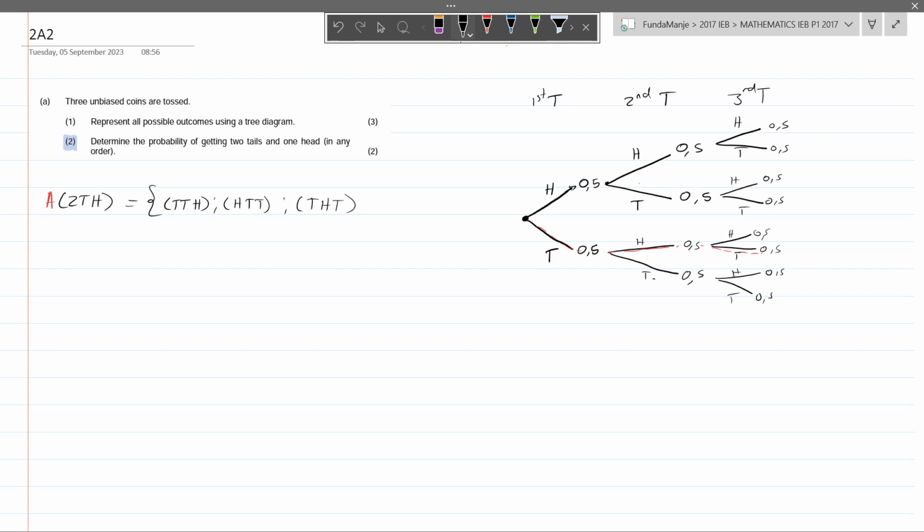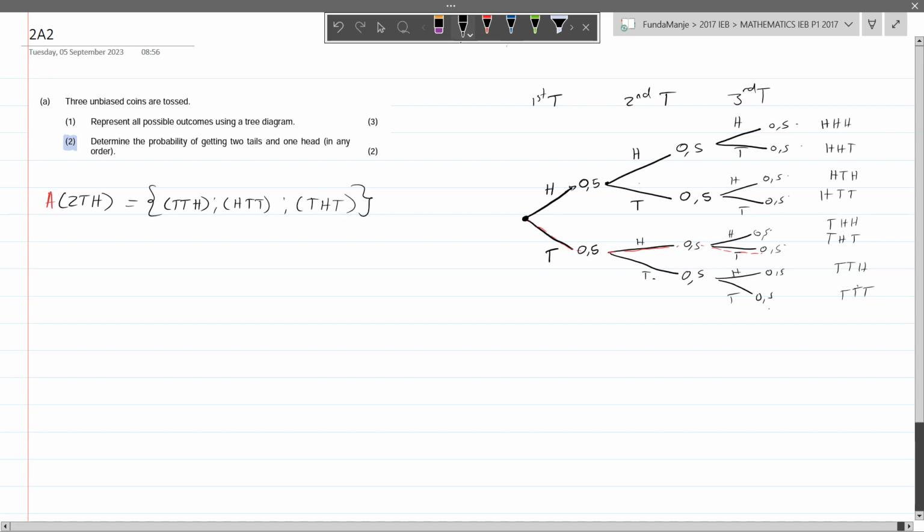Yeah, and this will be 3 out of the possible how many? 1, 2, 3, 4, 5, 6, 7, 8. There are 8 different combinations. Maybe I can write them out here. So the first one is HHH, then HHT, HTH, HTT, and then we have THH, and then THT, and then TTH, and then TTT, like so.